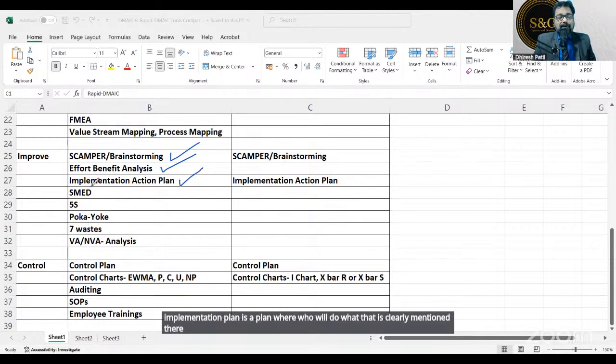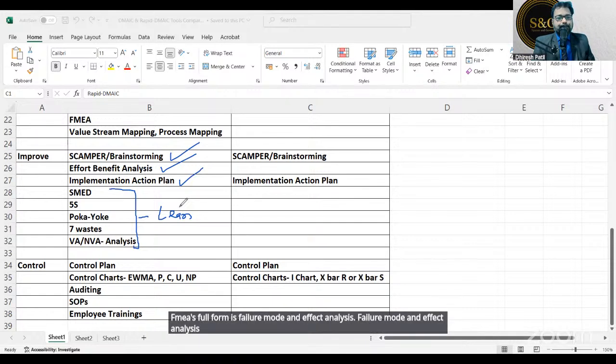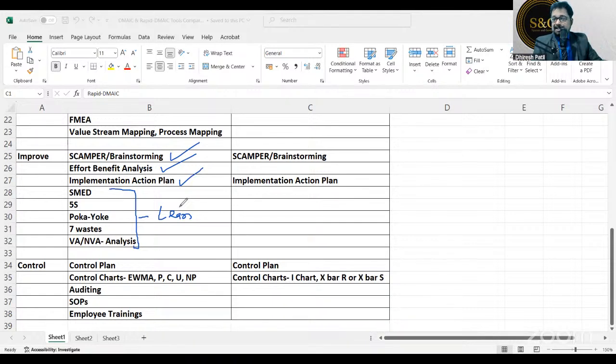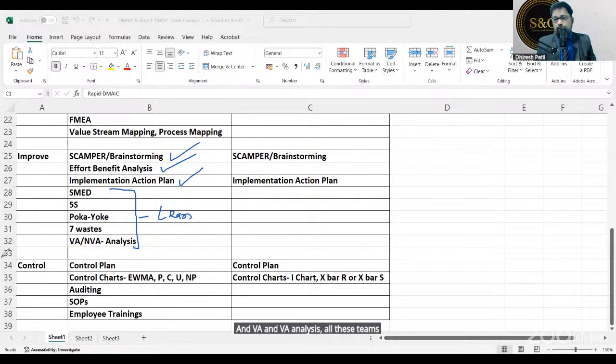Okay. And after that, these all are the lean tools. FMEA's full form is failure mode and effect analysis, FMEA. Okay. We'll take a special session on FMEA. It will take a 1 hour complete session on FMEA. All right. So these are some of the lean tools we also use, like SMED, 5S, Poka-yoke, 7 wastes, we have seen the TIMWOODS, right? And VA, NVA analysis. All these things are lean tools which can also be used over here.